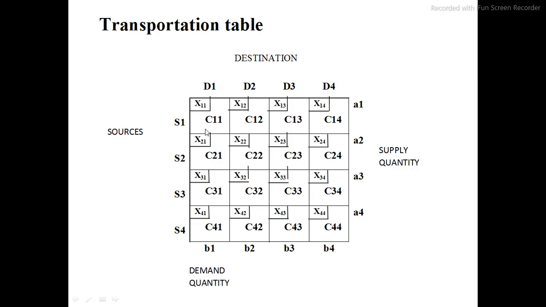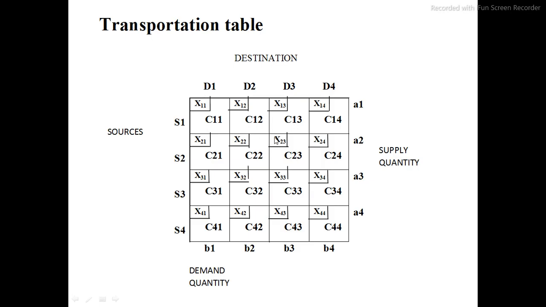For example, if I want to transport a single pen from S1 to D1, the unit is 1, that is X11 equals 1. And what is the cost? Think that it is 2 rupees. 1 into 2 is 2. That means X11 into C11 is the cost to supply from the source S1 to the destination D1.